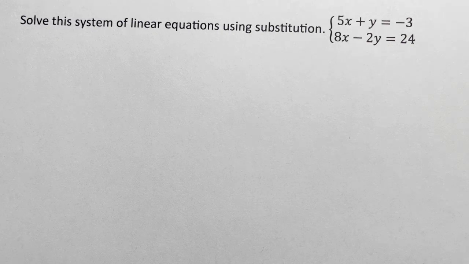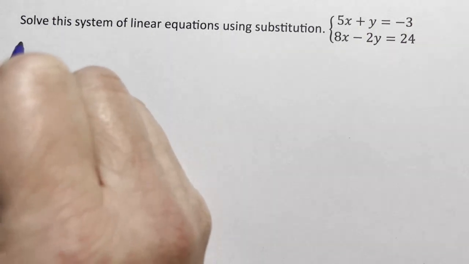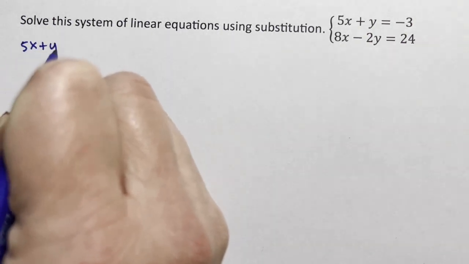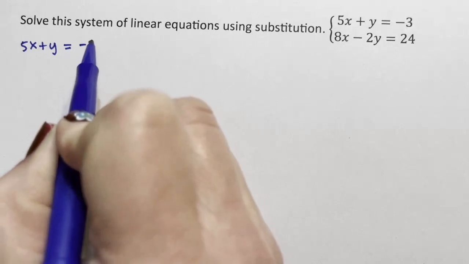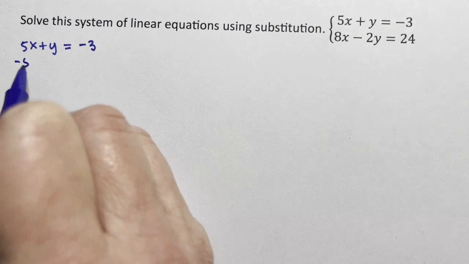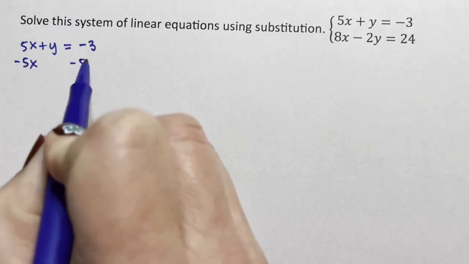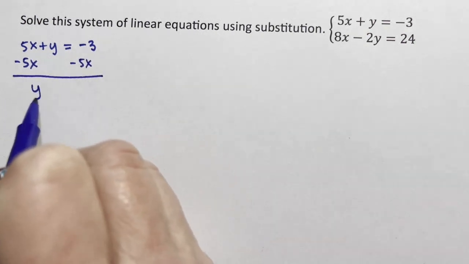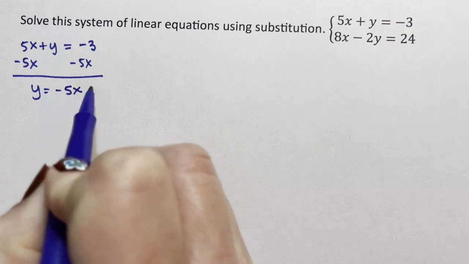All right. So if I'm going to do substitution, I'm going to take this 5x plus y equaling negative 3, and I'm going to isolate that y. I'm going to subtract 5x from both sides, and y is equal to negative 5x minus 3.